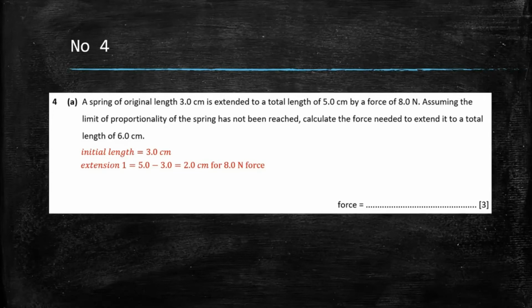Then we can conclude that for 1 cm extension, 4 Newton force is required. How do we get this? We get it from here. 2 cm extension is produced by 8 Newton force. So it means 1 cm extension will be produced by 4 Newton force.